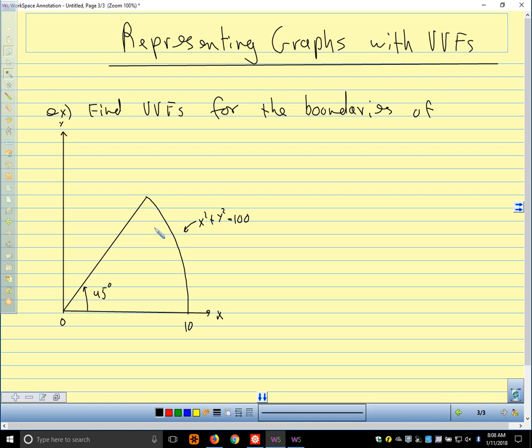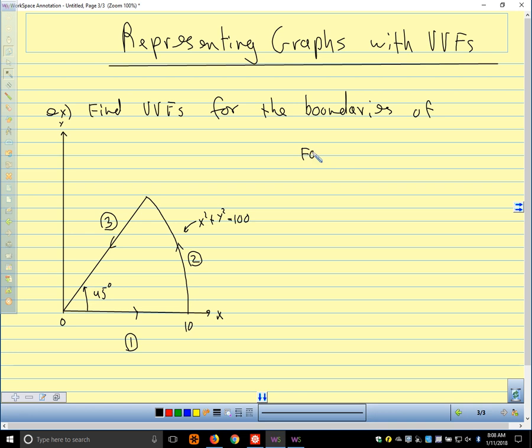So we want to find vector valued functions for the boundaries of this region. So just looking at that, are we going to be able to do this just with one vector valued function? No. We're going to need three, because we need two vectors. I forgot to put an orientation. So we want our vector valued function to go around the curve this way. We did this with parametric equations, where we came up with parametric equations for particular curves. So let's call this one 1, 2, and 3.